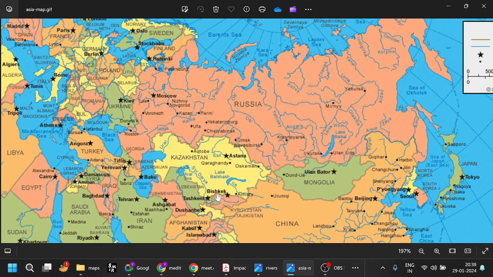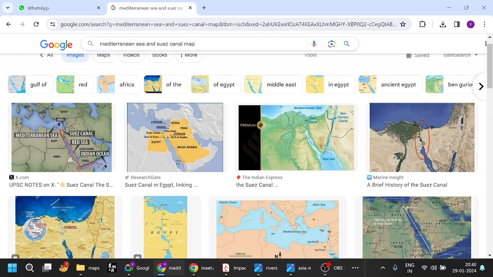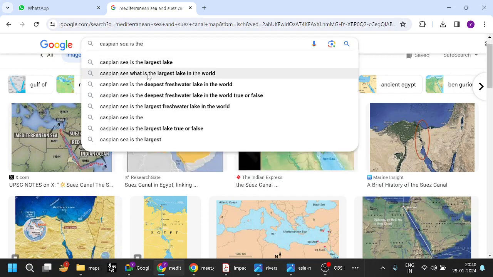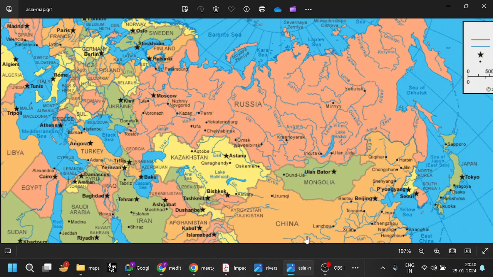So Azerbaijan will be somewhere here, Europe, Georgia. See, Azerbaijan. Okay, where is this Caspian Sea? This is also important. Caspian Sea is the largest lake. Okay, the name is sea, but Caspian Sea is the largest lake. Let me just cross check. Yes, Caspian Sea is the largest lake of the world. Okay, only in the name it is sea, but it is the largest lake.